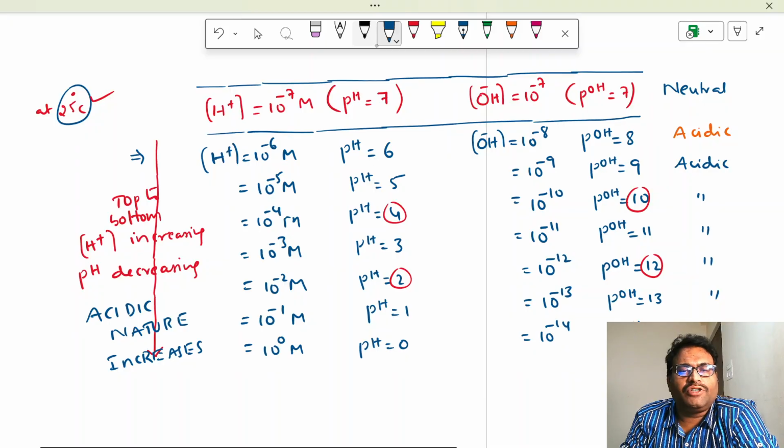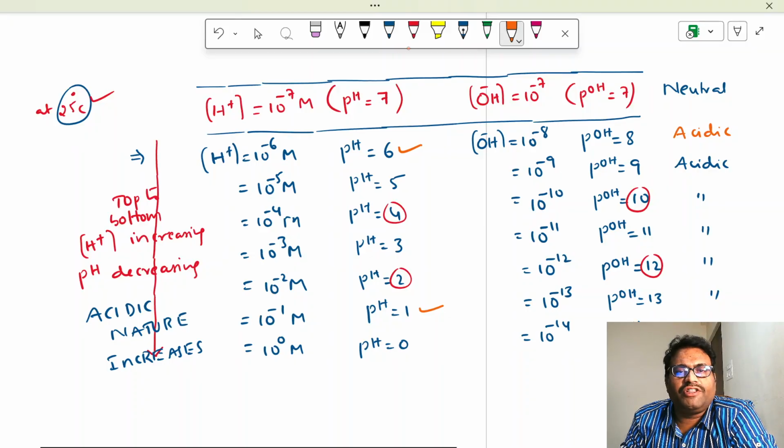Okay. So now you say pH is equal to 6 and pH is equal to 1. Which is more acidic solution? pH 1 is more acidic than pH 6. A solution with pH 1 is more acidic than a solution with pH equal to 6. Why is pH 1 more acidic? Because its H plus ion concentration is more. The more the H plus ion concentration, the more acidic the solution. Right?